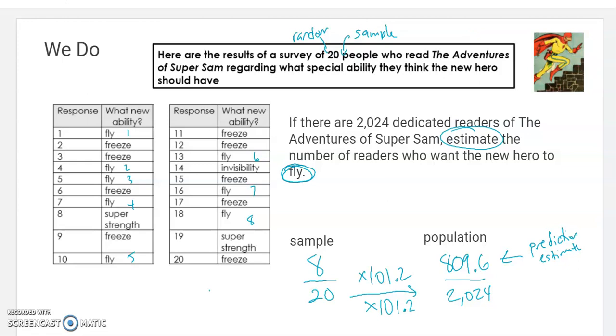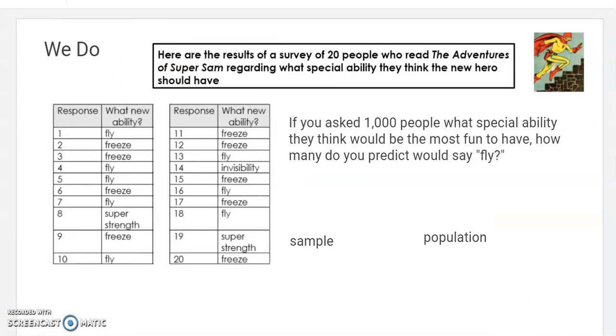Careful, as I'm going to remind you, I'm going to give you this page too. Almost the same slide. But check out my question now. I kind of changed this part. This is the same. This is the same. But here I said, if you asked 1,000 people what special ability they think would be the most fun to have, how many do you think would say fly? So my population's 1,000 now. Still the same, 8 out of 20 want the superhero to fly.